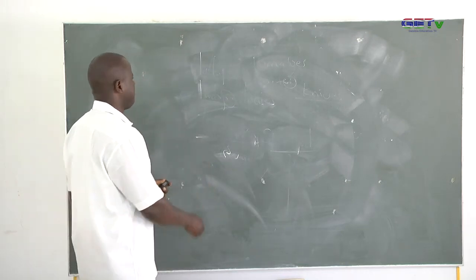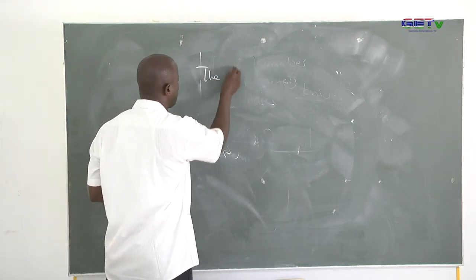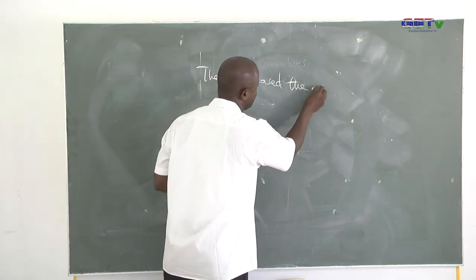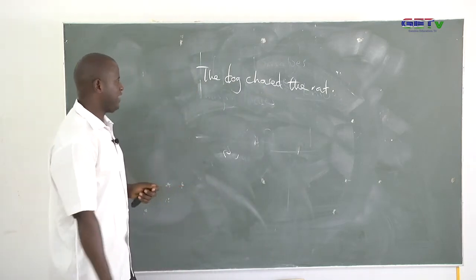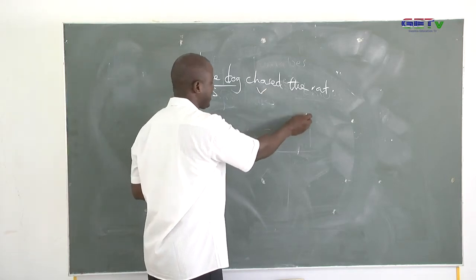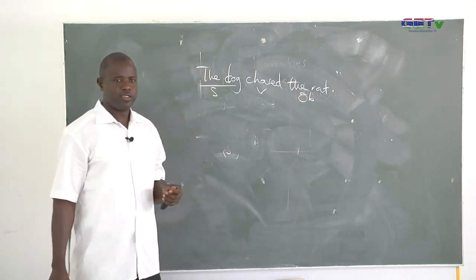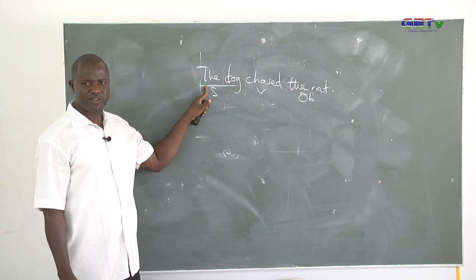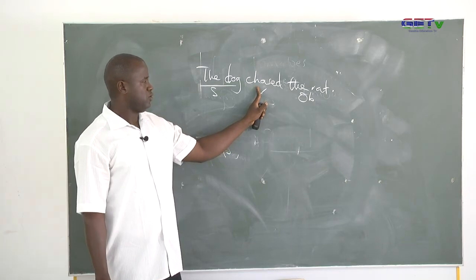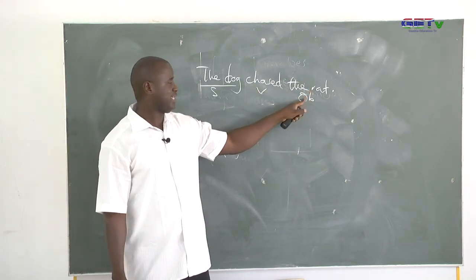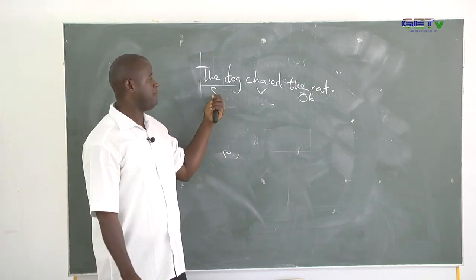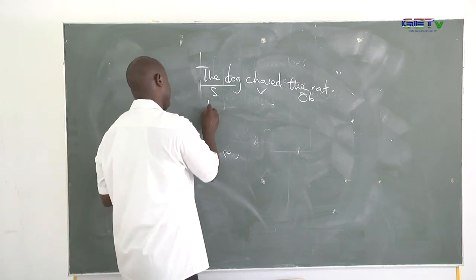Let's look at this example. We say the dog chased the rat. Here, in our sentence, we have the dog, our subject. Chase is the verb, rat is the object. So here, the dog does something. What did the dog do? It chased. Who did the dog chase? The rat. So here, the rat becomes the object because it suffers the action of the verb done by the subject.